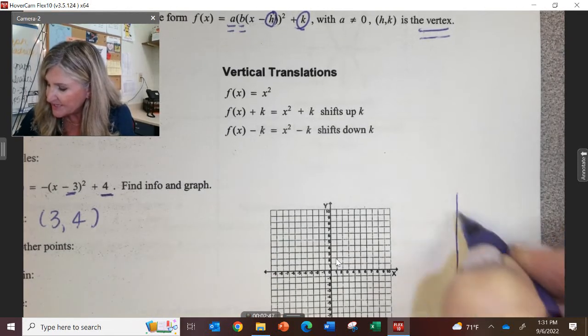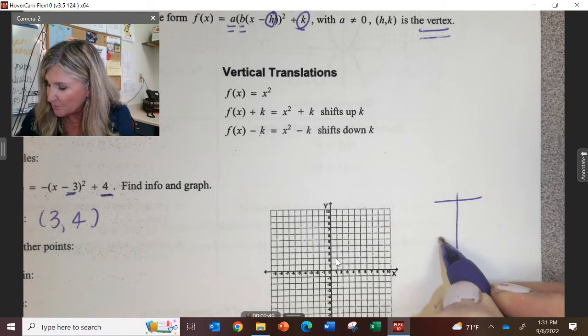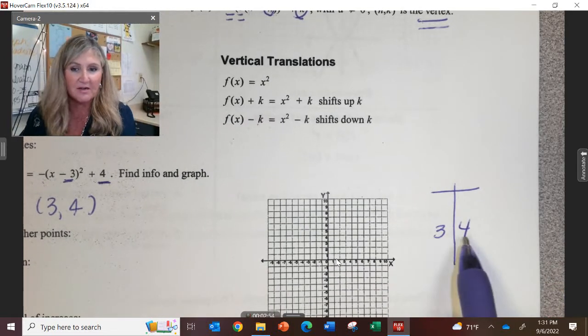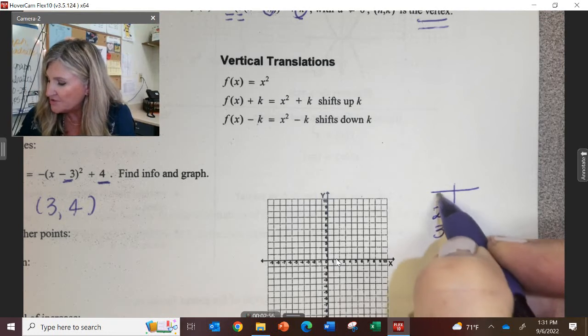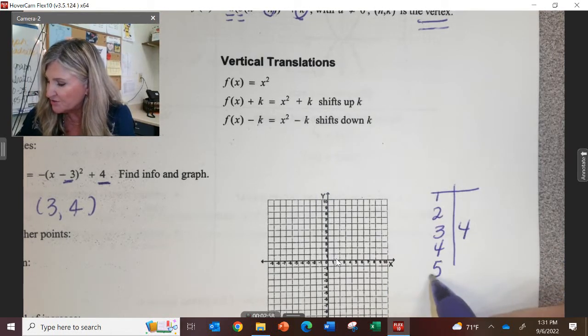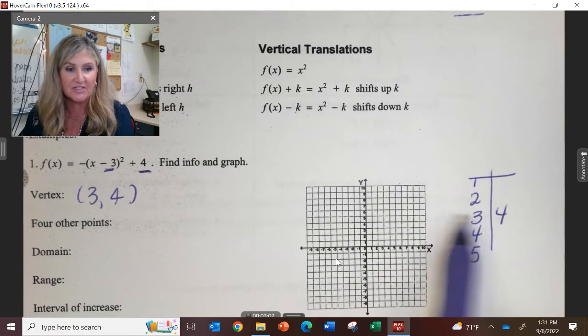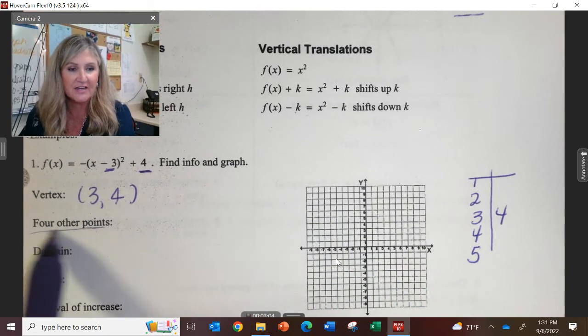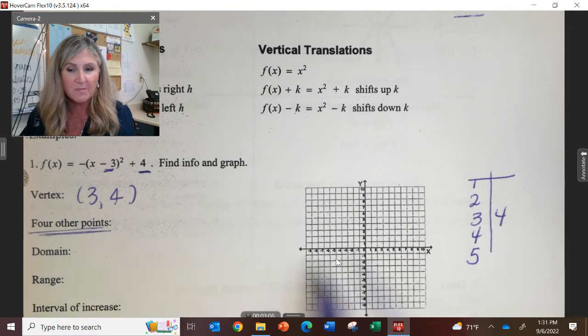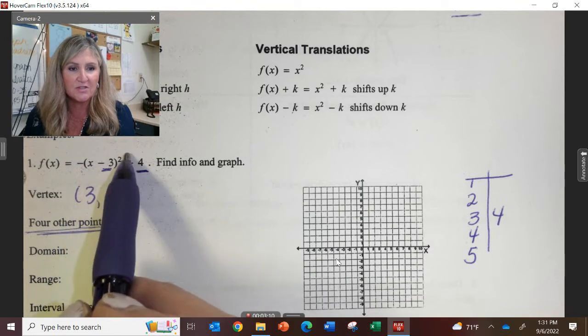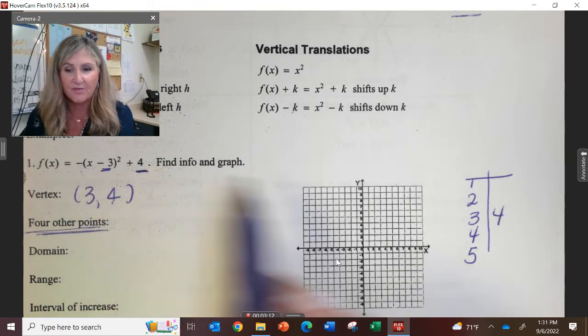I'm going to set up a table of values to graph this more exactly. So I'm going to put 3, 4 in the middle. I'm going to go up 2 and down 2. This is going to give me other points very close to the vertex. See how it says to find 4 other points. So I'm going to plug in 4. 4 minus 3 is 1. 1 squared is 1. -1 plus 4 is what?